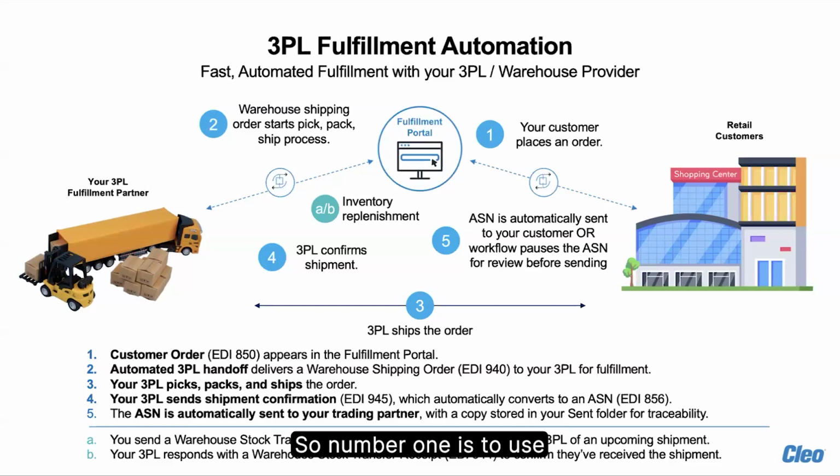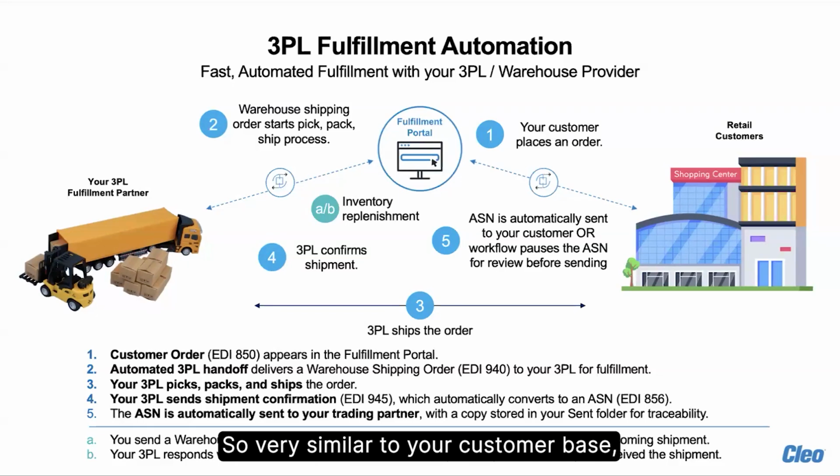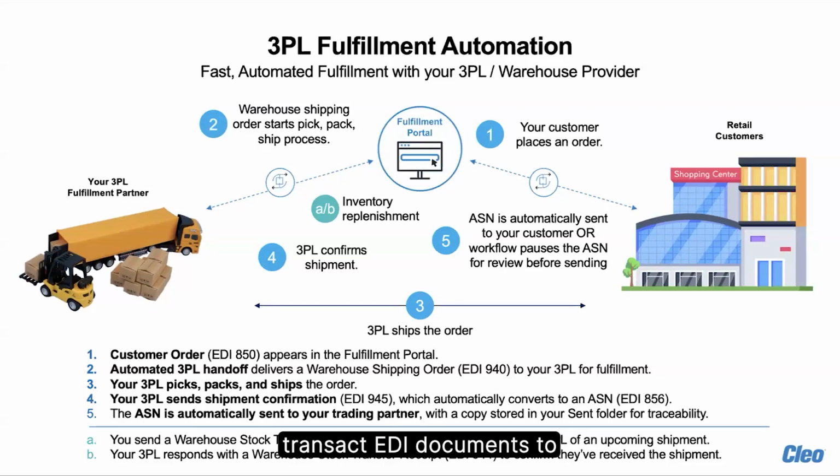So number one is to use actual EDI documents to interface with a third-party logistics partner of yours. Many of the 3PL and similar type organizations that provide these services actually speak EDI. So very similar to your customer base, you can transact EDI documents to and from your 3PL provider, for example. So in this flow, we get an order into the fulfillment portal like normal. You might acknowledge it. And then you issue a warehouse shipment order document to your 3PL provider, and that's an EDI 940 document typically.